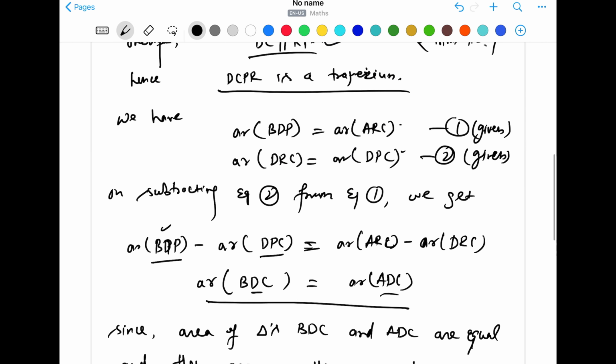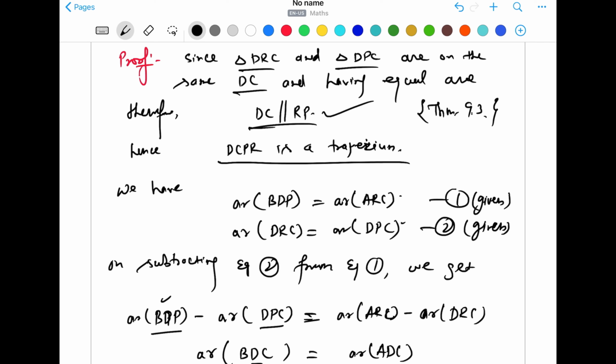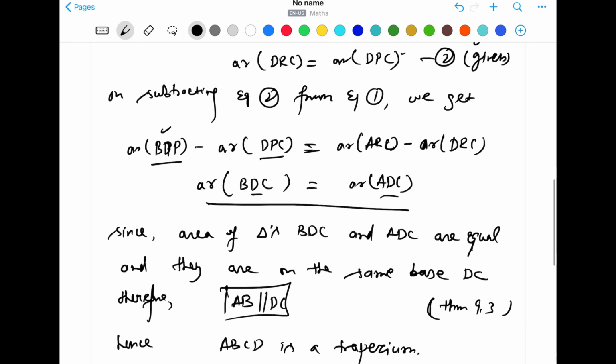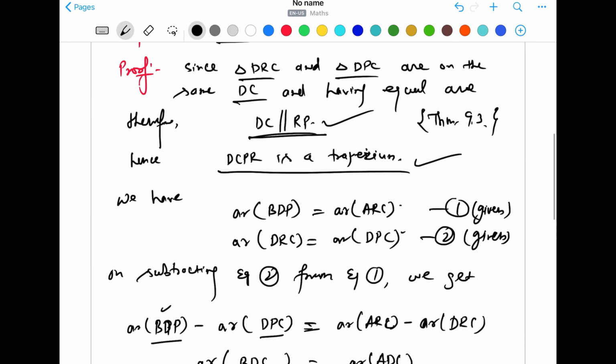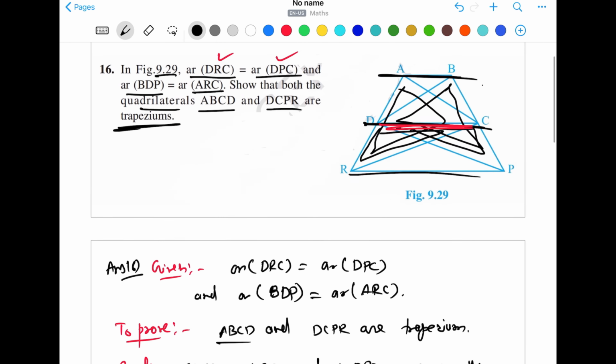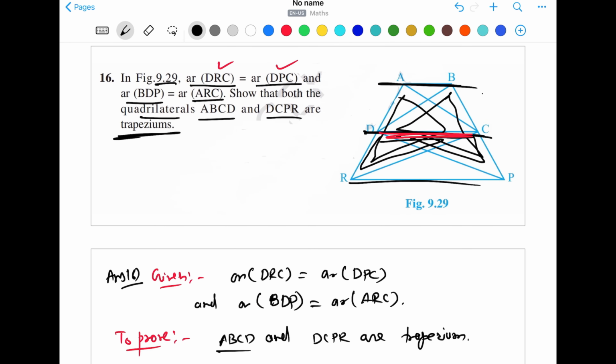Okay, since we have proved that one pair of its opposite sides is parallel, ABCD will also be a trapezium. Earlier we had proved that one pair of opposite sides, DC, is parallel to RP, so DCPR was a trapezium. So that's the answer to question number 16 of exercise 9.3. With this we have completed all the 16 questions of exercise 9.3 and chapter 9.